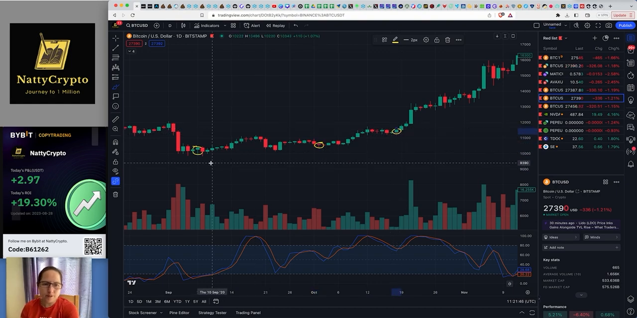Now, if you go back to this date here on the daily, that's the 7th of September. These candles do give you an indication, especially with the wicks underneath, that the market is more likely to start moving upwards.